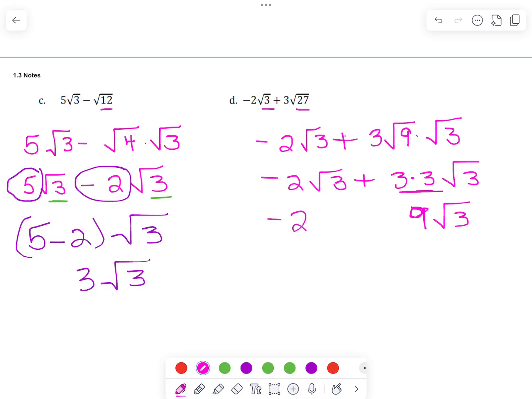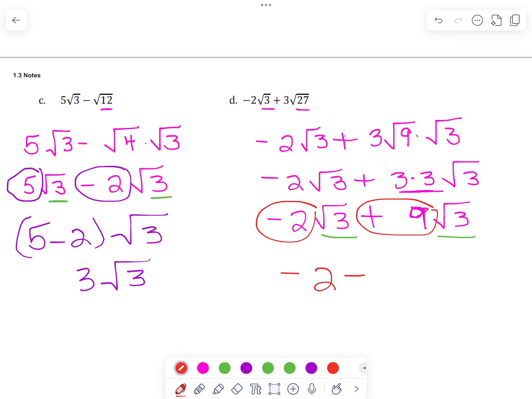All right. Now we look. Are the radicals alike? Yes. I have a square root of 3. I have a square root of 3. We're good to go. We can go ahead and add these radicals together. So we're going to look at those coefficients in the operation. So negative 2 plus 9, there's the grouping, and then square root of 3. So negative 2 plus 9 is 7 square root of 3.